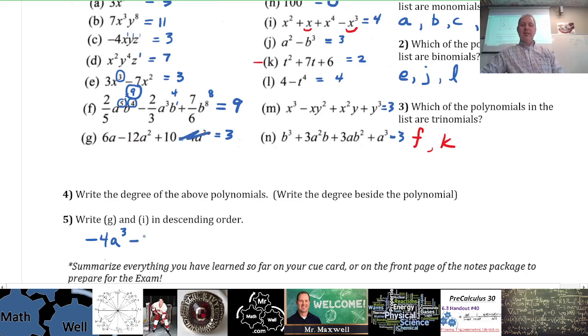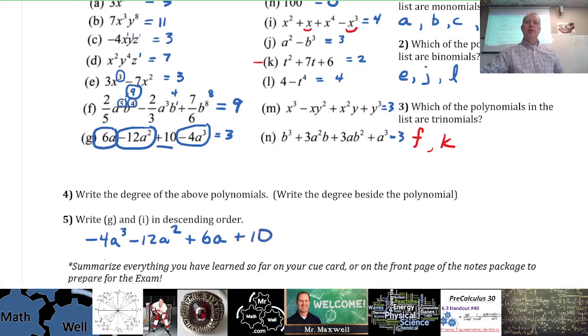Right, minus 12a squared. That a squared term goes next. And then after that, plus 6a. I'm sensing that these negative and positive signs are going to trip you up a little bit. So please remember that the term itself actually includes the sign that's just before the number. That's why I wrote these first two with negative, and the third one with a positive. The last one is plus 10.